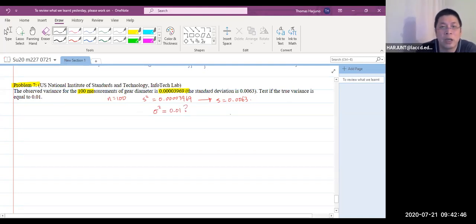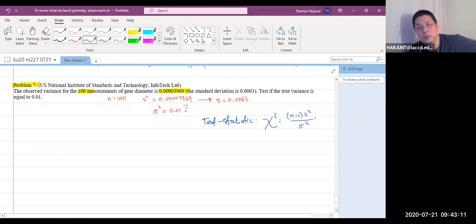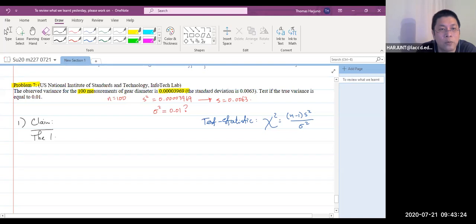Now you will see that the difference will be in the test statistic. The test statistic later on will be chi-squared. Maybe I use blue color here. The test statistic is chi-squared equals n minus 1 s squared over sigma squared. That's the test statistic. So the claim, the true variance is 0.01.